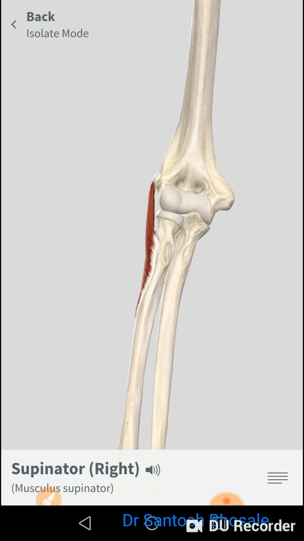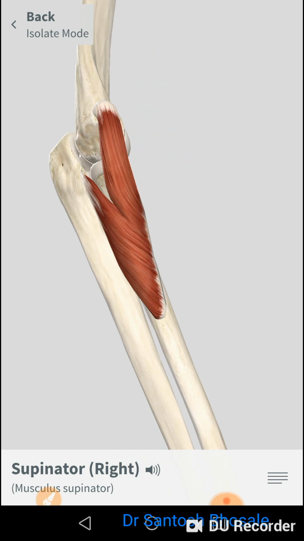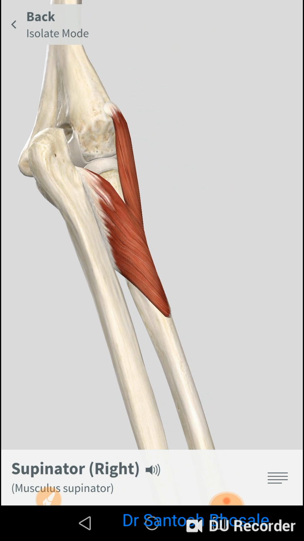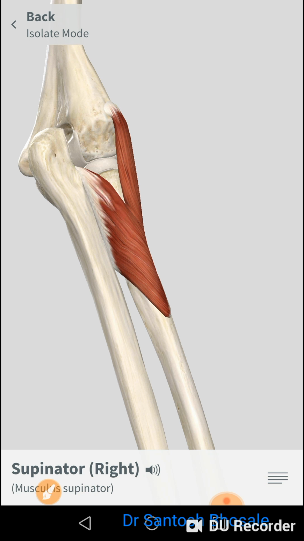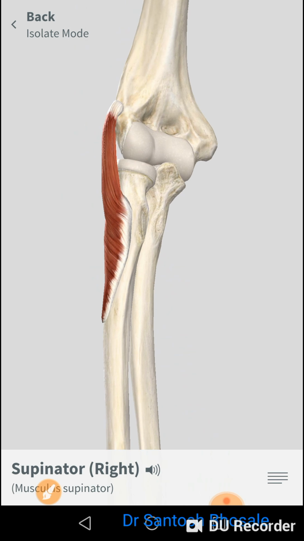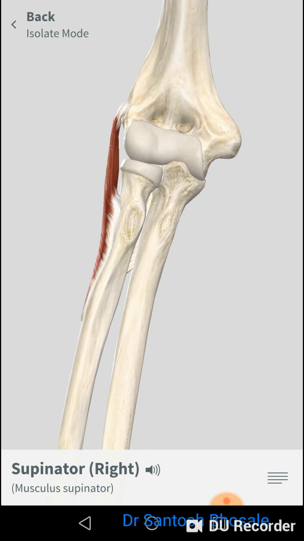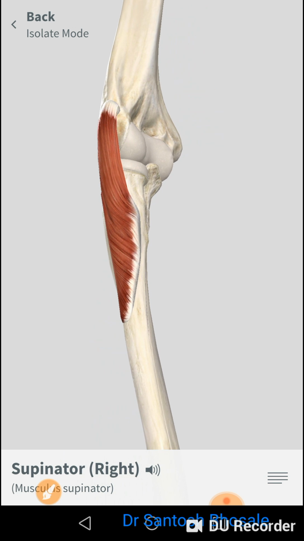You can see here, this is the origin. It comes from lateral epicondyle, the supinator crest, part of this lateral ligament and annular ligament. It takes origin and it runs laterally and downwards, and inserts into the lateral side of the shaft of the radius above this anterior oblique line. This is the anterior oblique line. So it inserts into a triangular area above it.